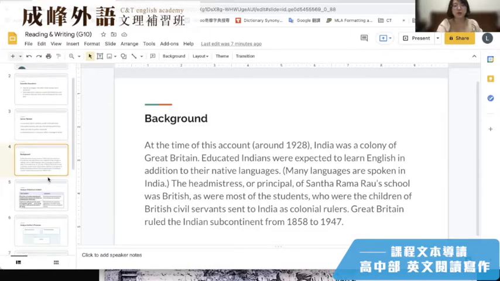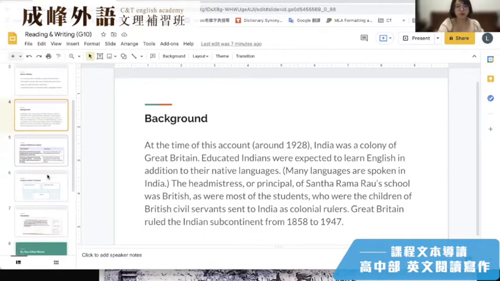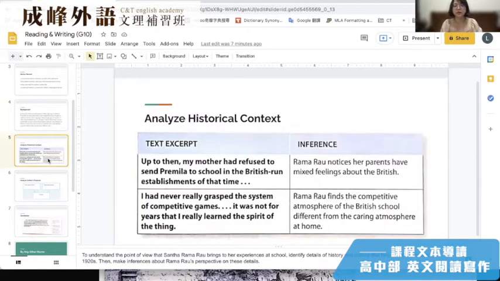Before we go into the reading, here are a couple of things I want you to keep in mind while we read. The first is to analyze historical context. In the reading, to understand the point of view Romero brings to her experience at school, identify details of history and culture that help define India in the 1920s. Then make an inference about Romero's perspective on these details. For example, from the reading we see, "Up to then, my mother had refused to send Premila to school in a British-run establishment of the time." Here, the author shows her parents have mixed feelings about the British.